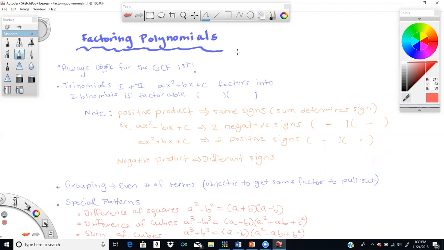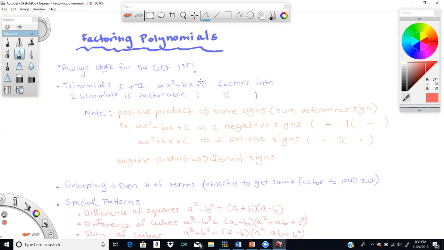Then we'll run into the trinomials. We'll run into two types, the trinomials 1, and I call it trinomials 2. The 1 is when A is 1. When the coefficient of the leading term is 1, that's when you're dealing with the trinomials 1. And when it's not a 1, something other than 1, then I'll call that trinomials 2 because we have to deal with the A and the C.